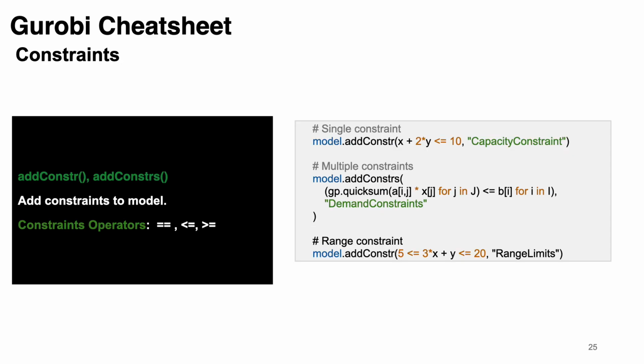Finally, we define the rules of the game using addConstr and addConstrs. Gurobi supports all standard comparison operators: equals for exact equality, less than or equal to, and greater than or equal to. For a single rule, like x plus 2 times y is less than or equal to 10, you use addConstr and give it a name like capacity constraint. For multiple rules, like demand constraints across an entire set, you can use a generator expression inside addConstrs. You can even create range constraints by placing your expression between 2 values, such as 5 is less than or equal to 3 times x plus y, which is less than or equal to 20. This descriptive approach allows you to build very complex logical structures with just a few lines of clean, readable Python code.